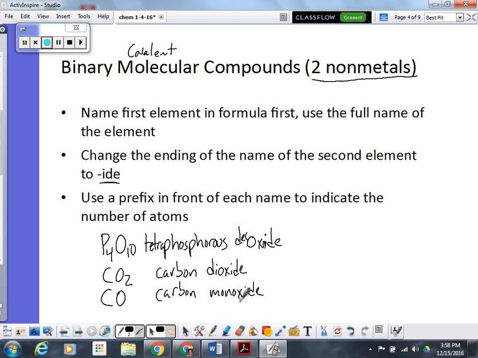If you have to go backwards, if I give you a name and you have to write a formula, it's pretty straightforward, because all you're doing is looking at what the prefixes are and what the symbols of the elements are. So for example, dinitrogen pentoxide. That's the name. Dinitrogen means 2 nitrogens. Pentoxide means 5 oxygens. So the formula would be N2O5.